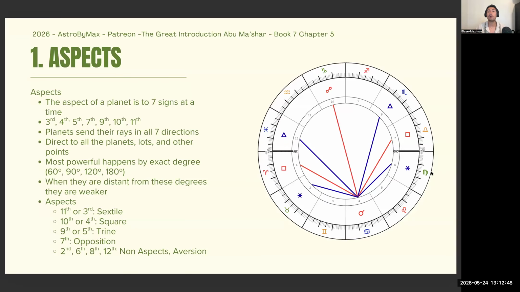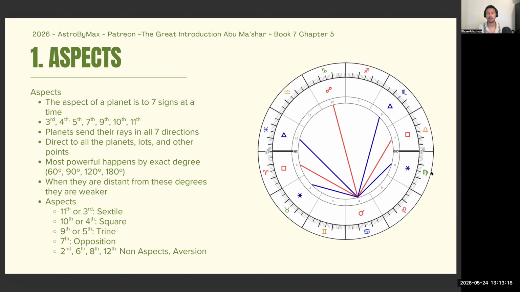Every planet will always be able to see the third sign from it, which is the sextile, and the 11th sign from it. It'll always be able to see the 4th sign from it and the 10th sign from it, which is the square. It'll always be able to see the 5th sign from it and the 9th sign, which corresponds to the trine, and always the 7th sign, which is the opposition there. But you should also note that if the planets do not aspect any signs, that is also a part of an interpretation.